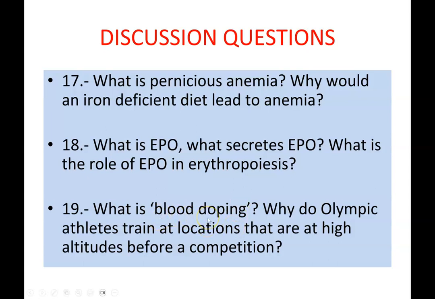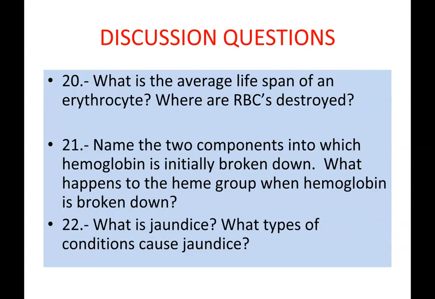Blood doping, we didn't really talk about that. Sometimes athletes may take in EPO, erythropoietin, in order to make more red blood cells, giving them an advantage because now they can carry more oxygen. Or they may even just get a blood transfusion to get more red blood cells. You should know the average lifespan of an erythrocyte and also where they are destroyed, and the components of hemoglobin once they're broken down. And again, you should know what jaundice is and what kinds of conditions cause jaundice.